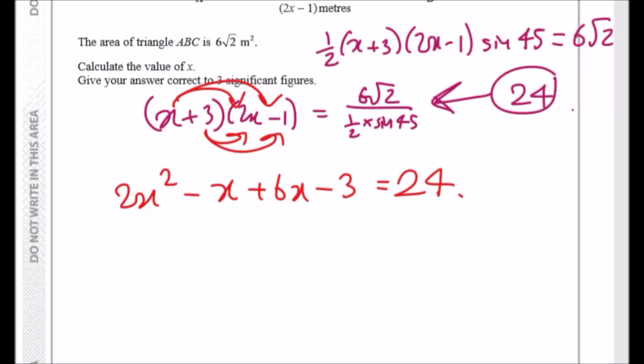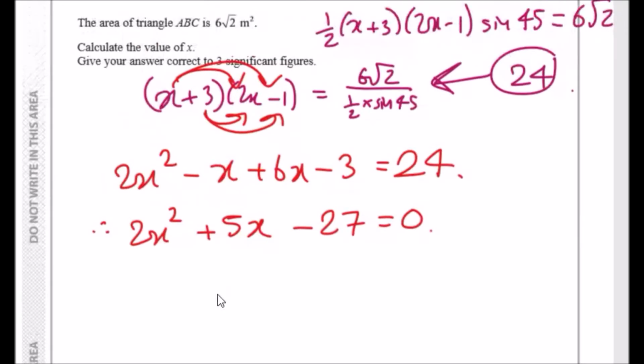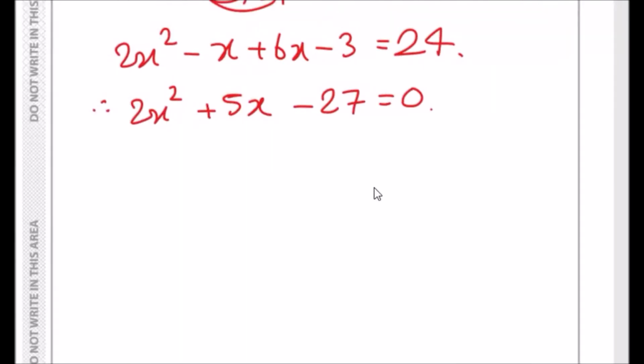Now, all we want to do now is throw it into the standard quadratic form, which is throw everything to the left and collect terms. So doing that, we have the x squared term, which is 2x squared. We have minus x plus 6x, which is plus 5x. We've got minus 3, subtract 24, we get minus 27. Done.